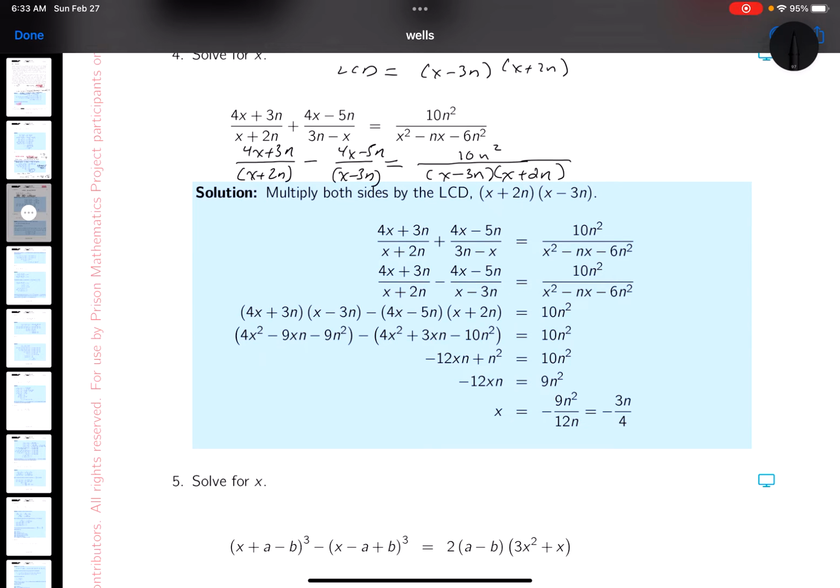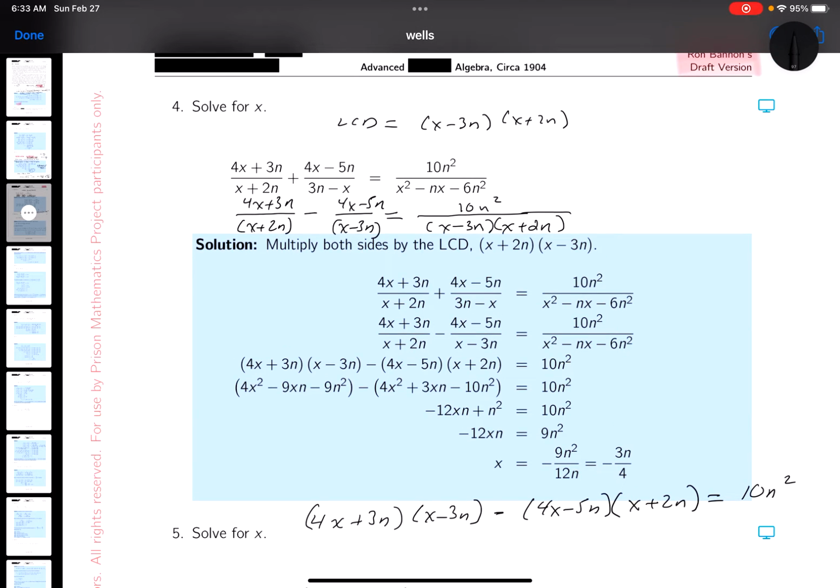What's nice about that, you're going to get something fairly simple. You can get 4x plus 3n. One of the factors disappears, the x plus 2n, and you're left with x minus 3n. Then you can get minus, well, the 4x minus 5n on top. And then on bottom, the x minus 3n would cancel, and you're left with x plus 2n. On the right side, you just get 10n squared.